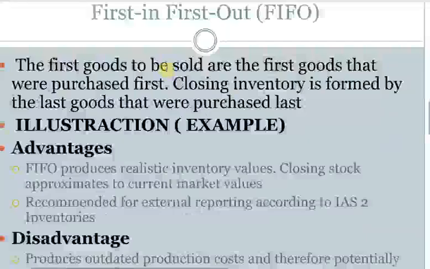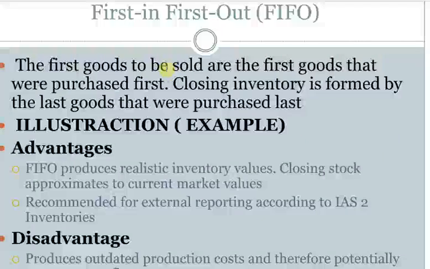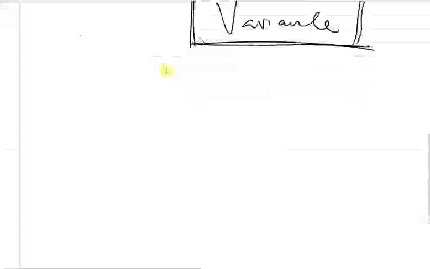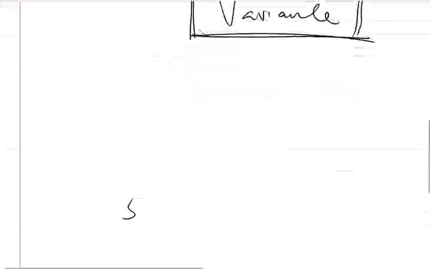So let us look at FIFO. FIFO is all about saying that the first goods to be sold or to be issued will be the first that were purchased. This theory is based on a realistic thing. For example, you buy bread. You buy bread three weeks ago, let's just say you buy bread last week Friday. No, let's say Monday.